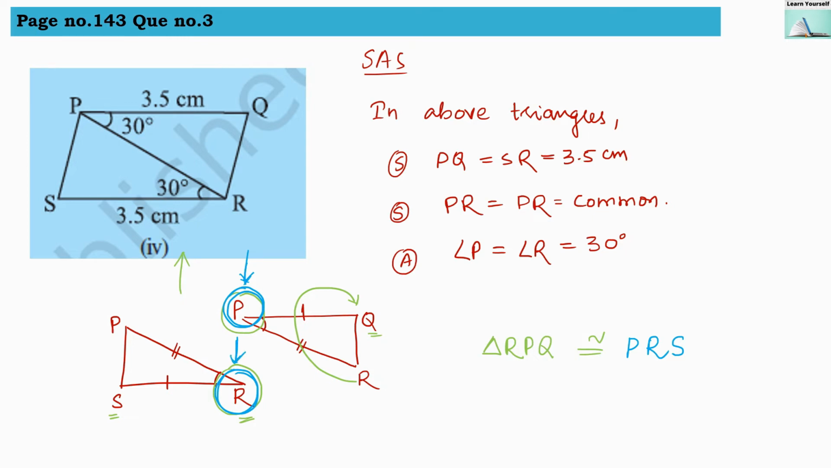So our answer is, as per SAS, triangle RPQ is in congruence with triangle PRS.